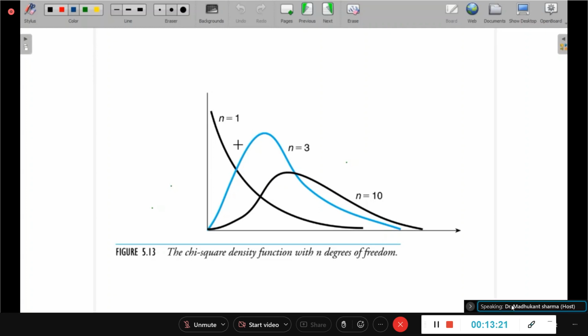Now, here is the one plot with n degrees of freedom for this chi-square density function. You can see when n is getting large, n equals 1, n equals 3, n equals 10, and if you go further, n equals 50 and so on, it is again going to converge towards the normal distribution. And you will get this theoretical base which will make you confident.